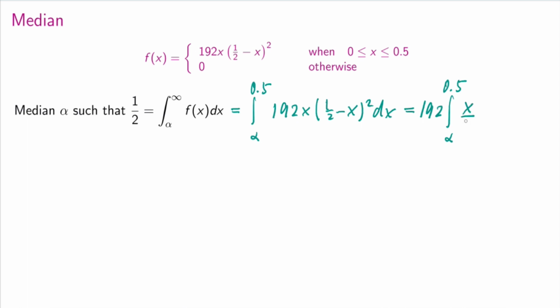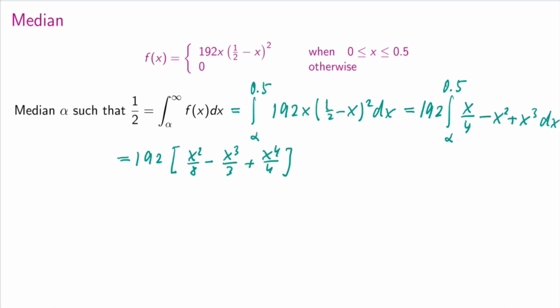And then we get 192 times the integral of x over 4 minus x squared plus x cubed dx. So let's integrate this one. The antiderivative then would be x squared over 8 minus x cubed over 3 plus x to the 4 over 4, all this between alpha and 0.5. And now we have to sub in these numbers.